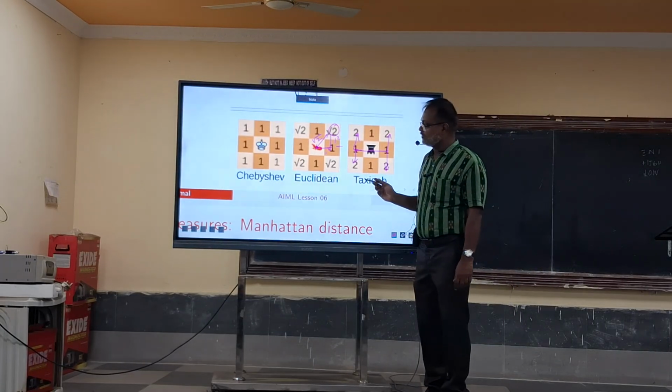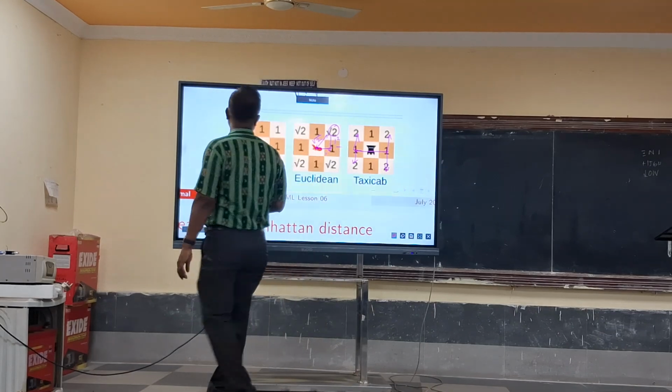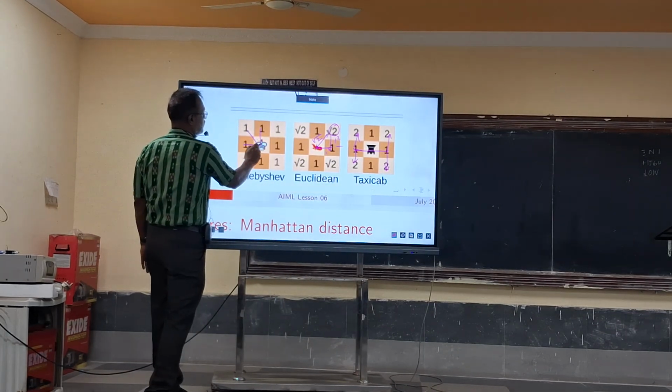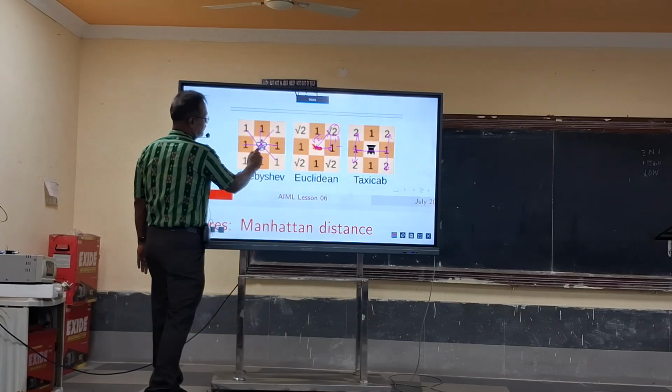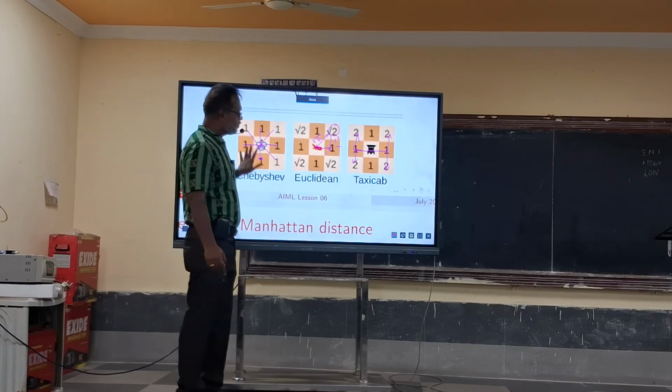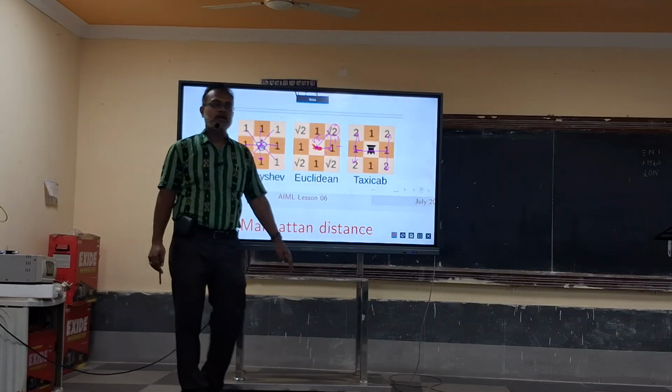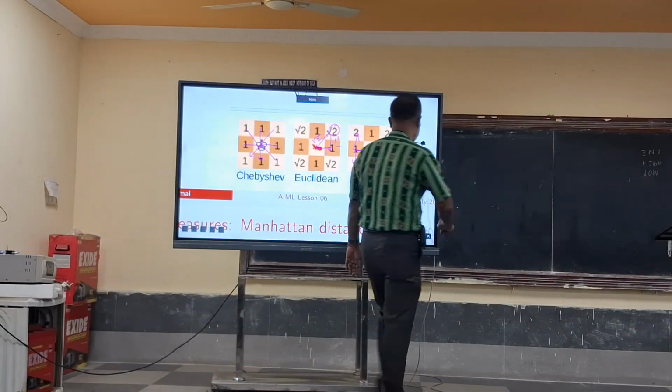or taxi cab distance. Then Chebyshev distance is only one block. One block, one block, one block, one block. This is Chebyshev distance. But we won't be using this, we will be using only these two: Euclidean and Manhattan or taxi cab distance.